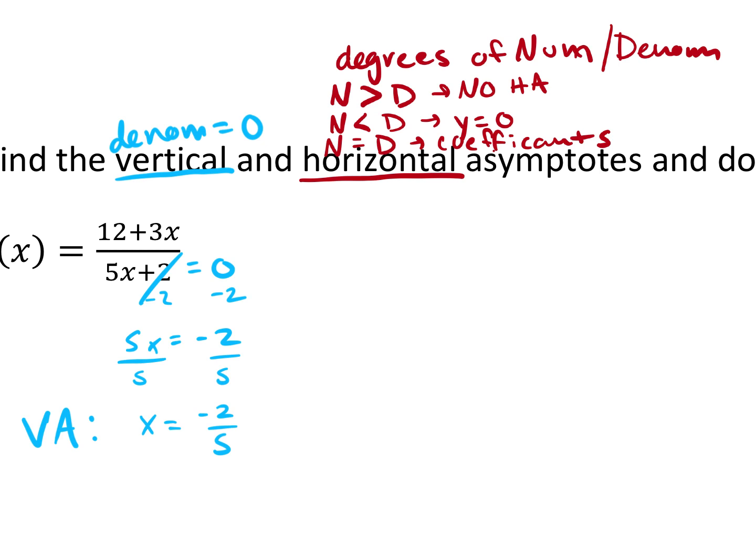So what's my highest degree in the numerator for a? The highest degree is 1, because it would be like x to the first power. And the highest degree in the denominator? 1. So when my numerator and denominator degrees are the same, we take the leading coefficients of both of them. So this will be y is equal to 3 over 5, my horizontal asymptote.